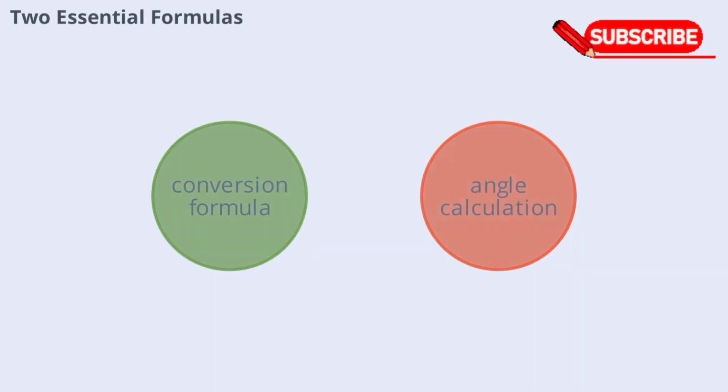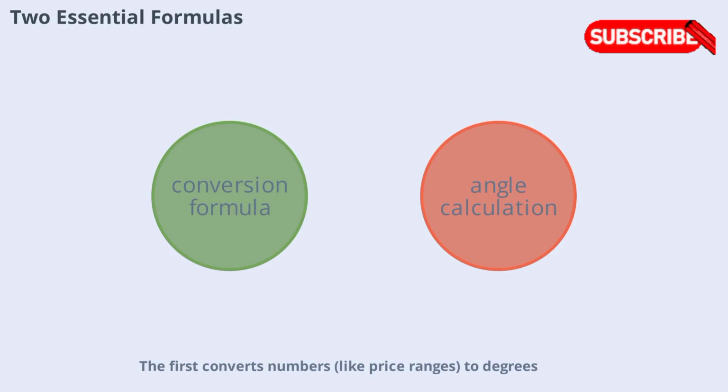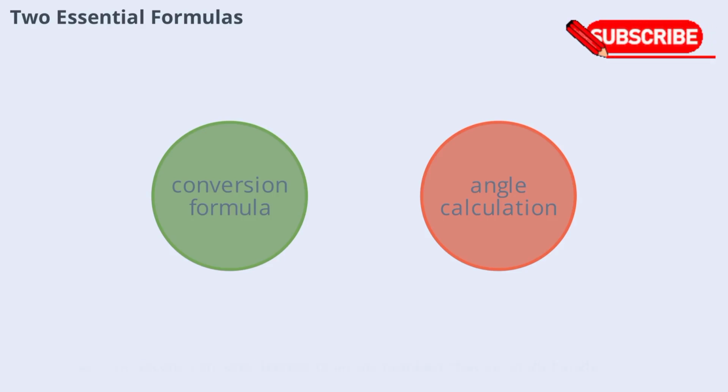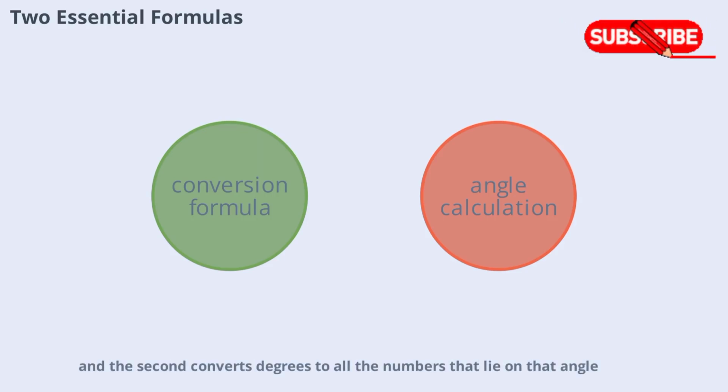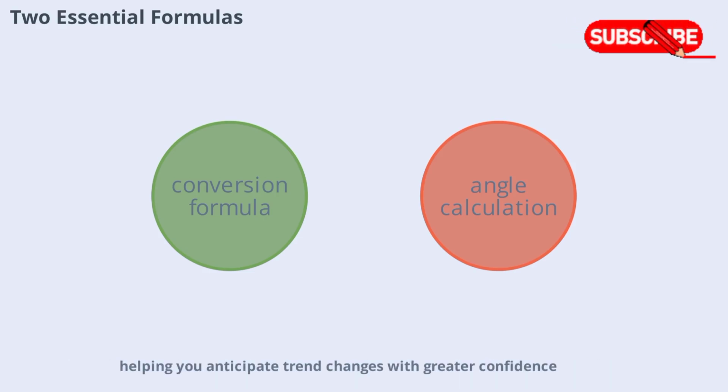To summarize, there are two key formulas in the square of 9 method. The first converts numbers like price ranges to degrees, and the second converts degrees to all the numbers that lie on that angle. Mastering these formulas allows you to apply the square of 9 to any market, helping you anticipate trend changes with greater confidence.